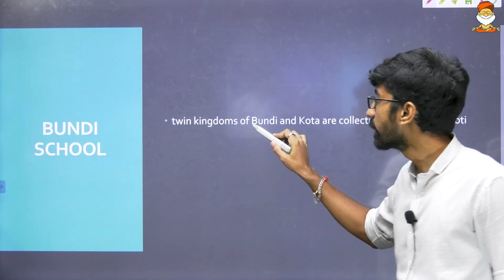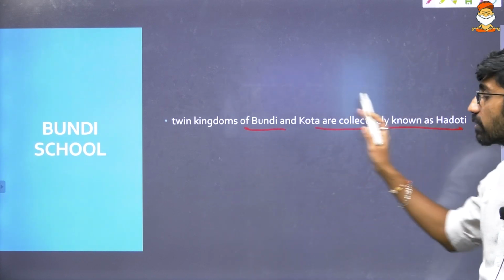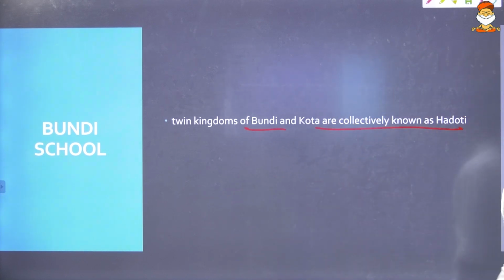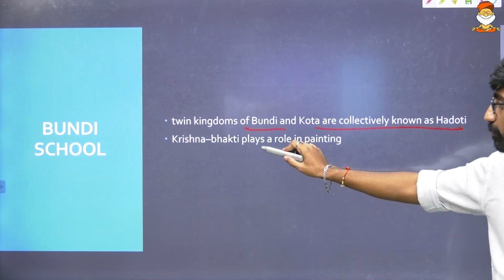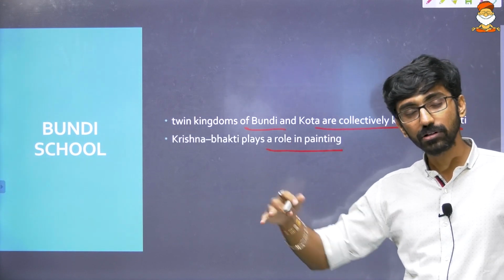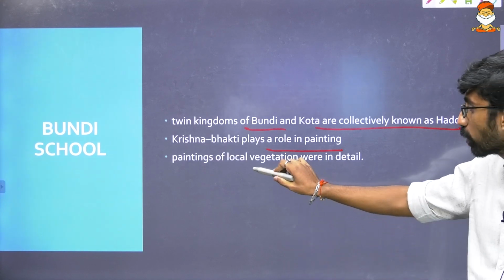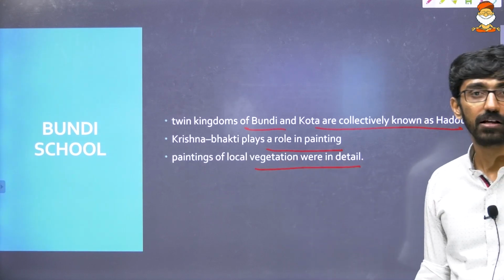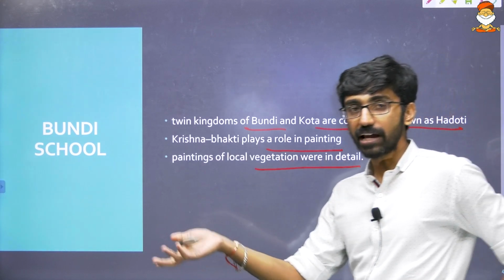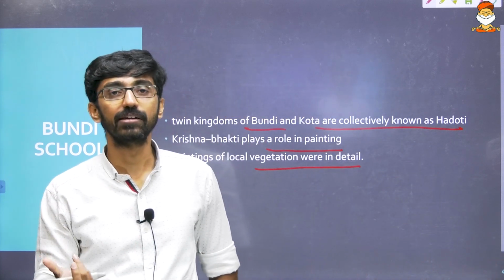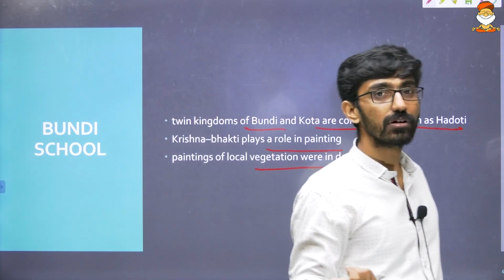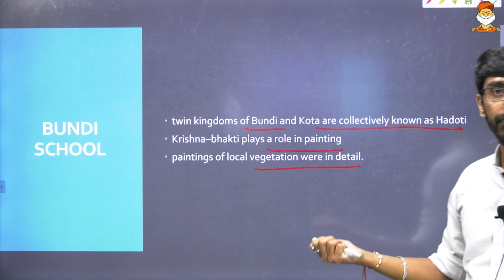And again Bandi school, that was an answer option. The two kingdoms of Bandi and Kota are collectively known as Hadoti also. Again Rajasthan itself, Bandi and Kota. Krishna bhakti plays a role in painting in this school also, the bhakti towards Krishna, paintings of Krishna. And paintings of local vegetation were also very detailed, integrating naturalistic themes into spirituality. That is Bandi school. We'll see the image also.